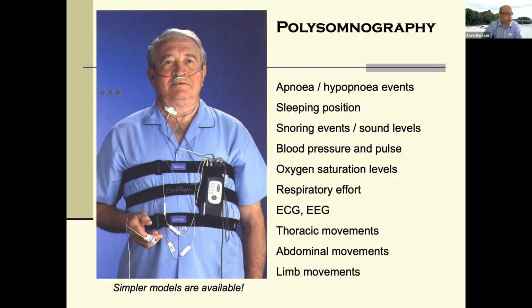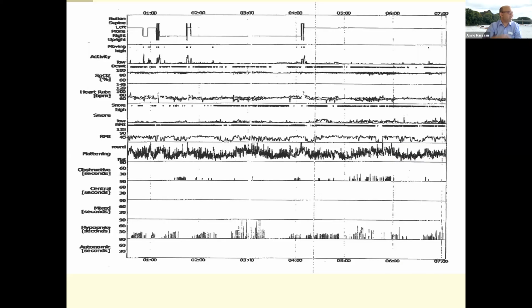We even have a video camera recording patients to see what they're up to at night. Thoracic movements, that's those bands around the gentleman's thorax. Abdominal movements and limb movements, because we know that people with restless legs may have trouble sleeping, but actually it's not necessarily obstructive sleep apnea. This is what a polysomnography looks like, or the readouts from it.